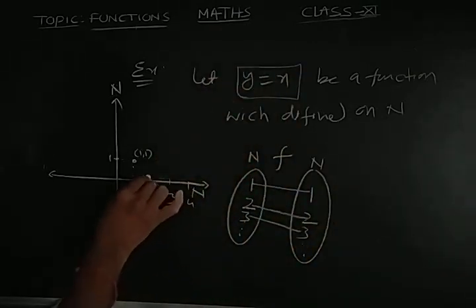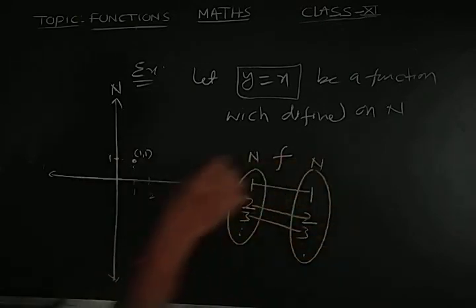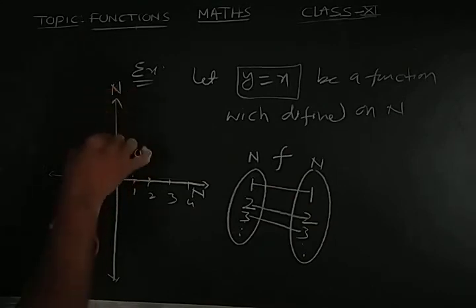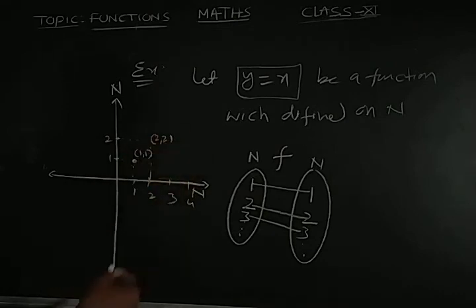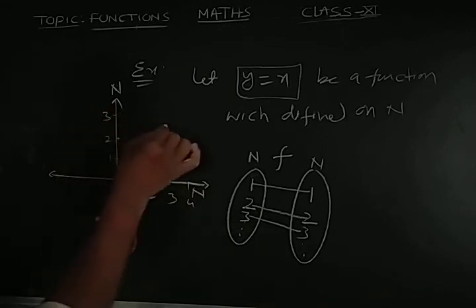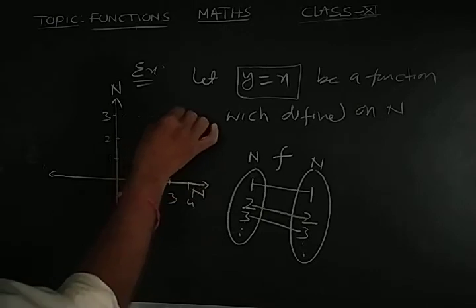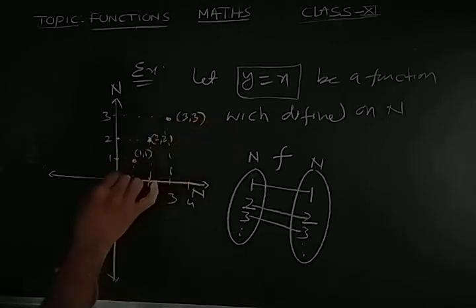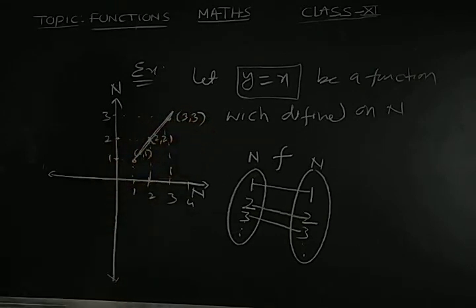If x is 2 on the x-axis, then its image lies in the codomain, and the codomain is the y-axis. So we represent the point here, (2, 2). Next, 3: relating these two, you get one point here, (3, 3). By joining these, you will get a line segment. Now this is the graph.